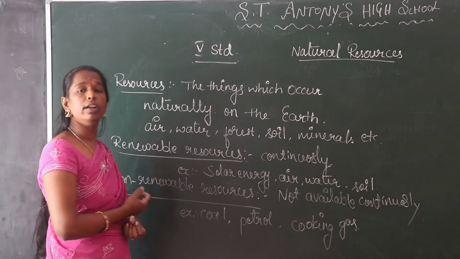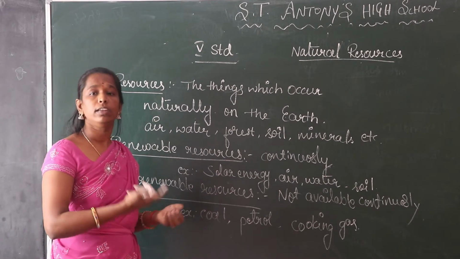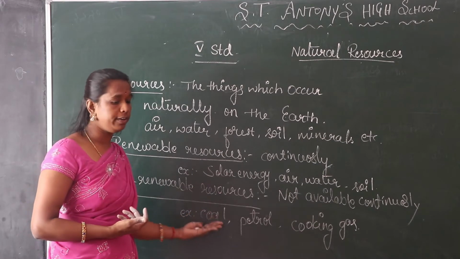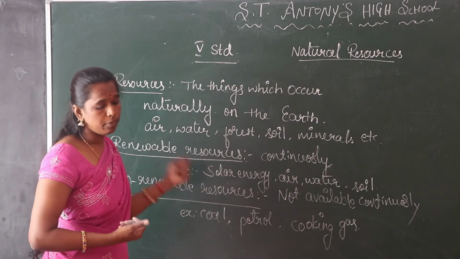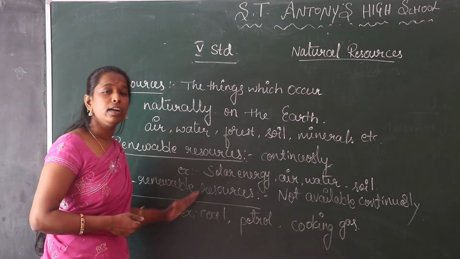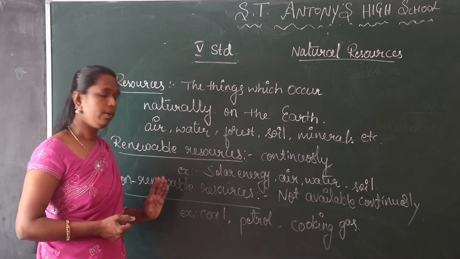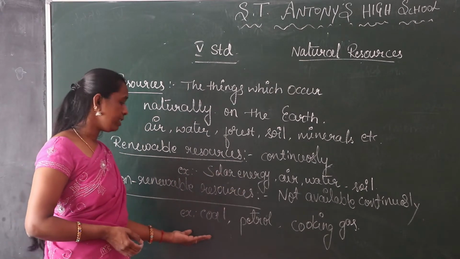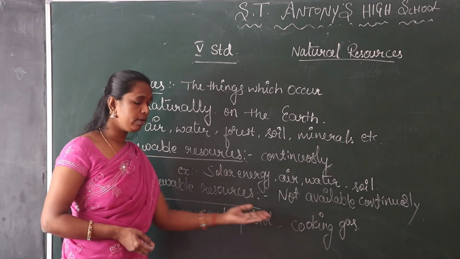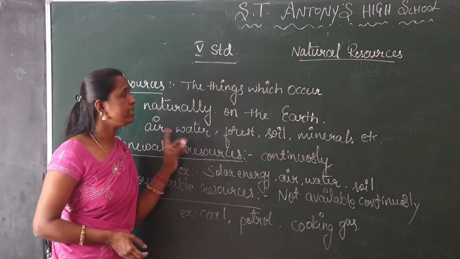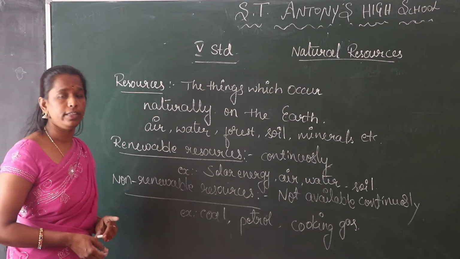Non-renewable resources are those which cannot be available continuously over a long period of time due to their continuous usage. For example, coal, petrol, cooking gas, etc. This is about the two types of resources.